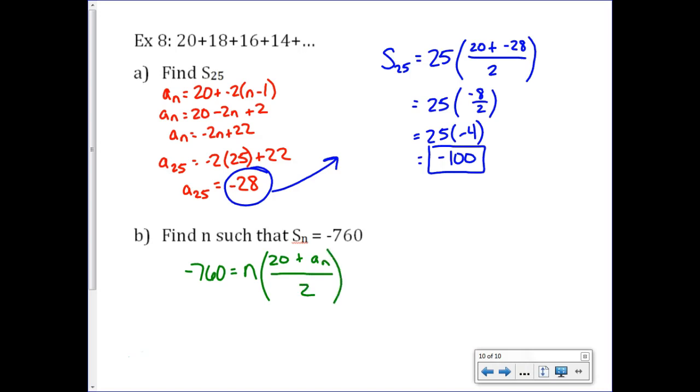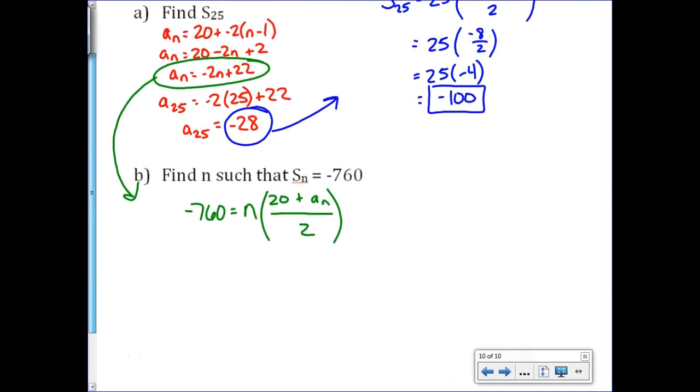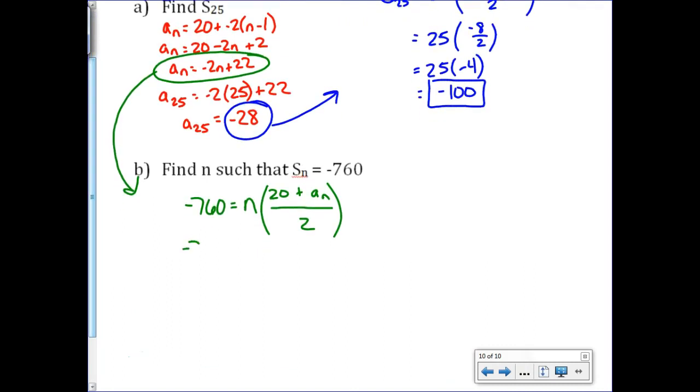So we currently have 2 unknowns, but we know what a sub n is. We found it up here. So we're going to use that down here. Instead of a sub n, we're going to put negative 2n plus 22. We're going to put that rule in there. So negative 760 equals n times 20 plus negative 2n plus 22 all over 2.